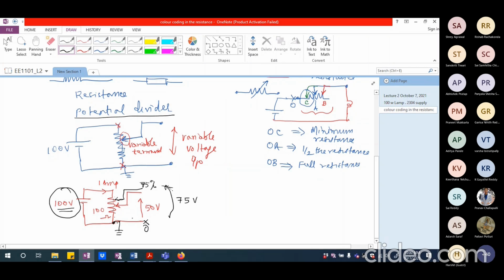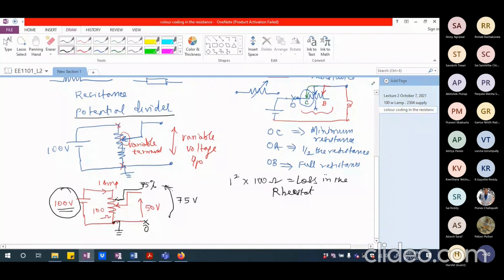Exactly. Only thing is, this is definitely very lossy because I'm going to have 100 ohm resistance carrying 1 ampere of current. So I will have 1 squared multiplied by 100 ohm as the loss that is taking place in the rheostat no matter what. This is going to be the loss in the rheostat. I can't help it, but this will be there definitely.